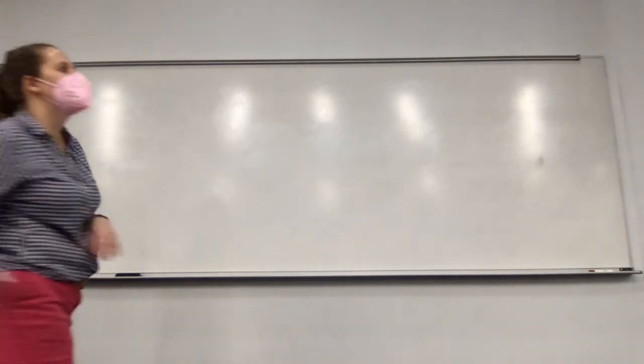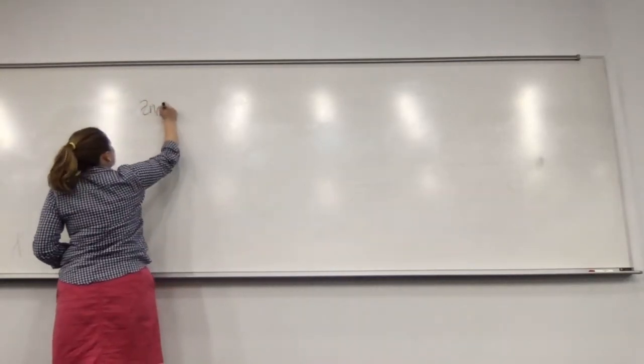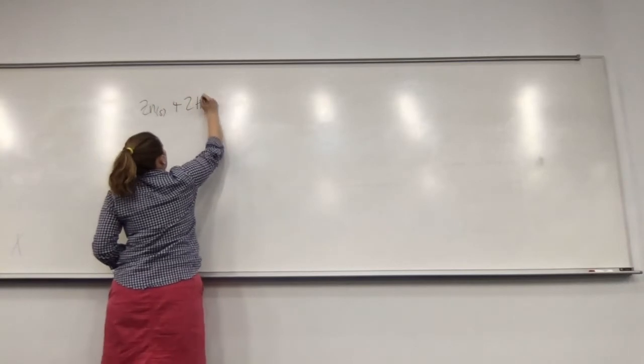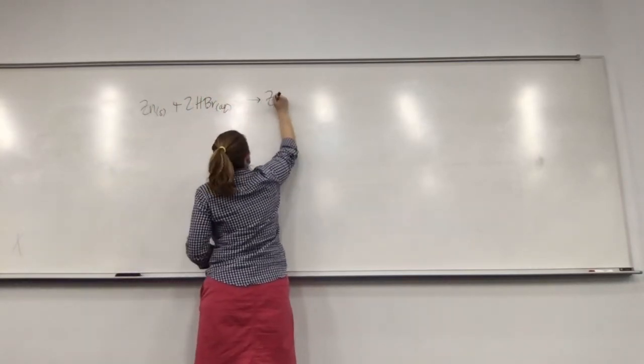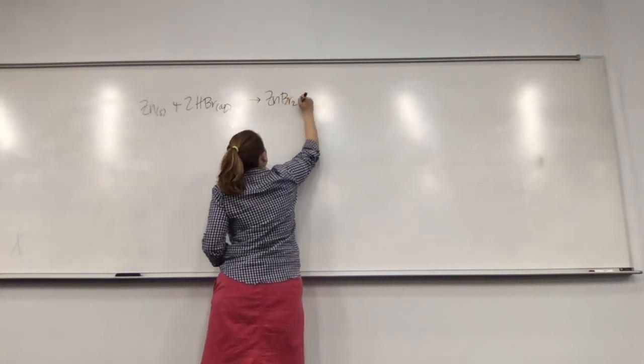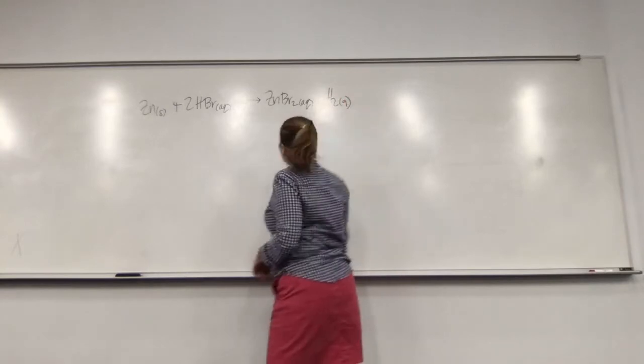So corrosion. If we have zinc solid and we put it into hydrobromic acid, we're going to get zinc bromide and H2 gas. This is an oxidation reaction. So we take our zinc solid plus 2 HBr aqueous, and that gives us zinc bromide aqueous plus H2 gas.